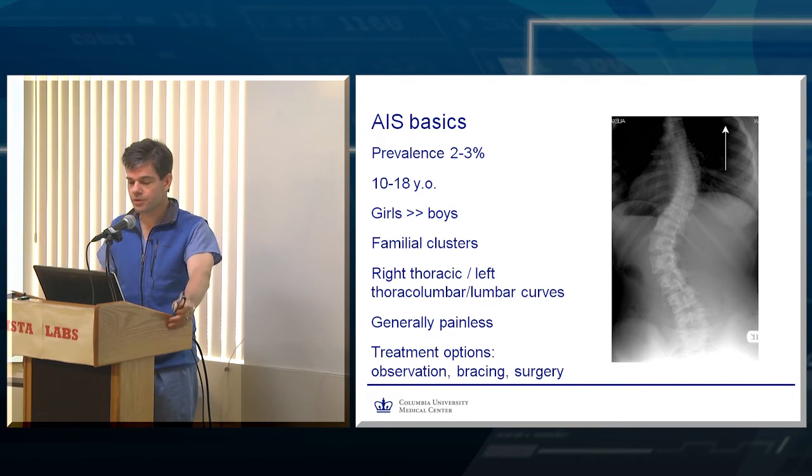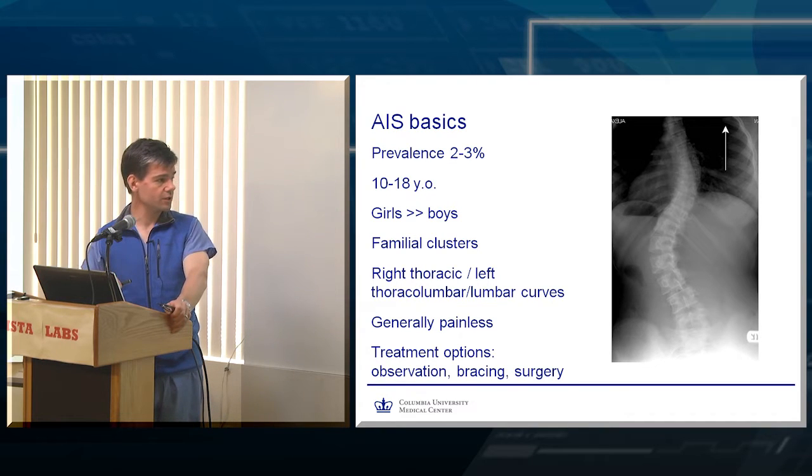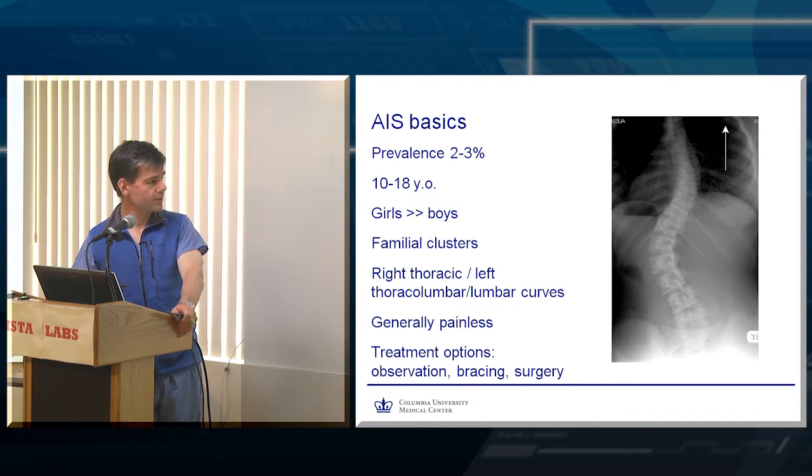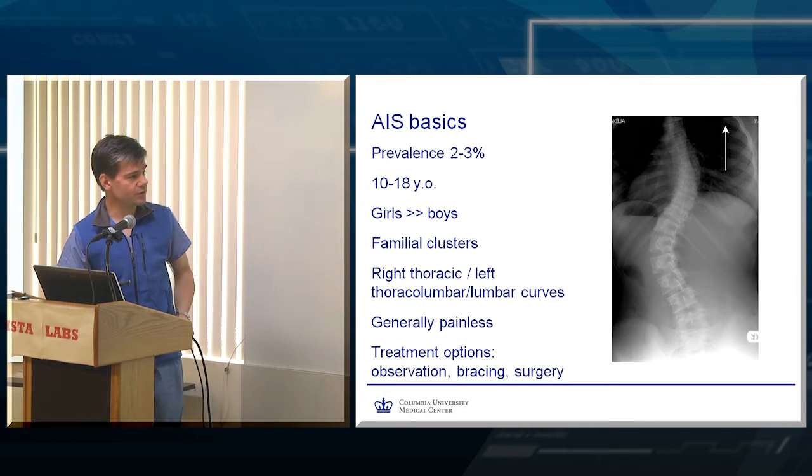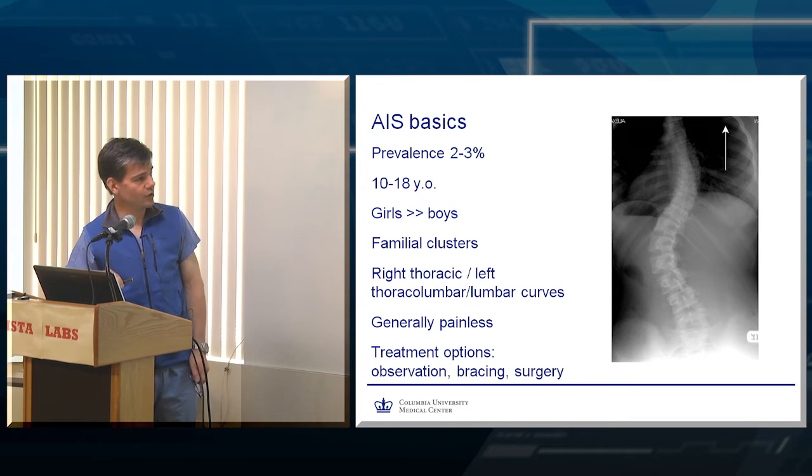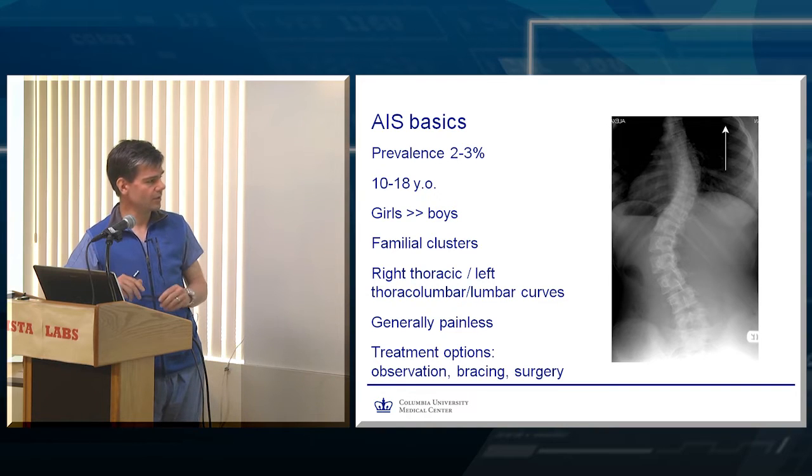There are familial clusters, so these are all important elements of the history and evaluation of the patient. And typically these curves, for reasons that are unknown, are right thoracic or a left thoracolumbar lumbar curve. And I think it's been mentioned several times, but we hang films. Make sure that you look like you know what you're doing when you hang deformity films. We hang them with left on the left, right on the right, the opposite of the radiographic orientation, and we name the curves based on the convexity. So right thoracic and left thoracolumbar lumbar curves are the typical directions of these curves.